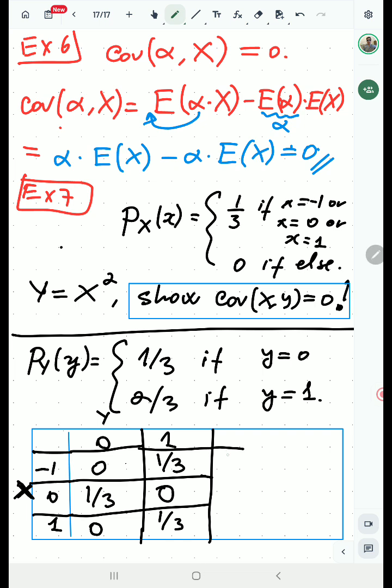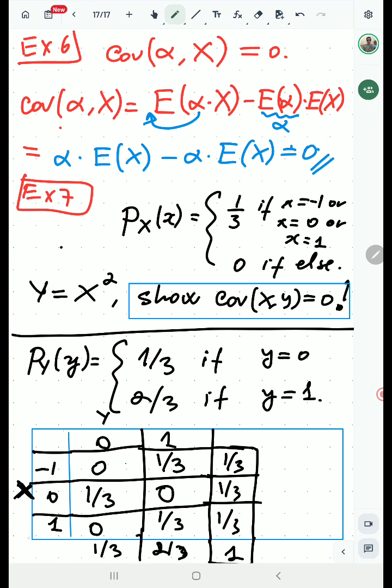Now if you sum this, the sum over columns is going to give you 1 over 3, 1 over 3, and 1 over 3. And as a result, you're going to receive 1. The same is going to happen if you sum row-wise: 1 over 3 and, actually, 2 over 3.